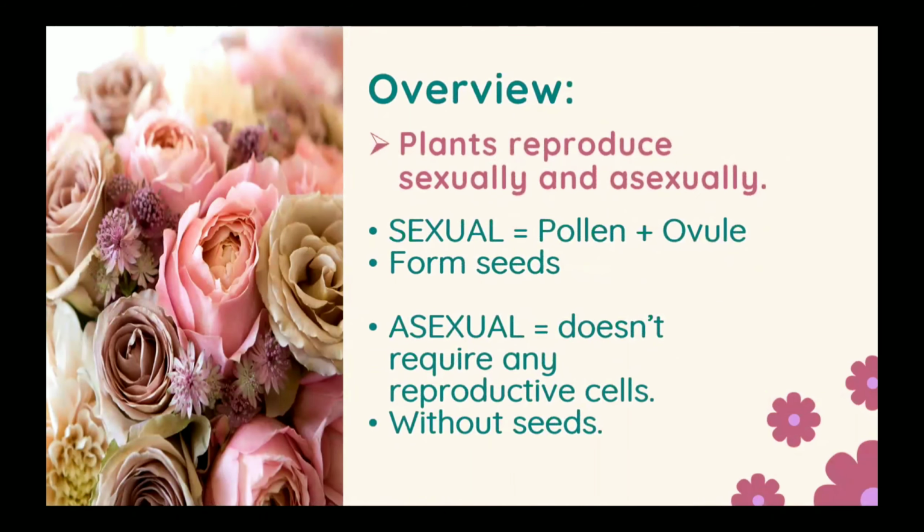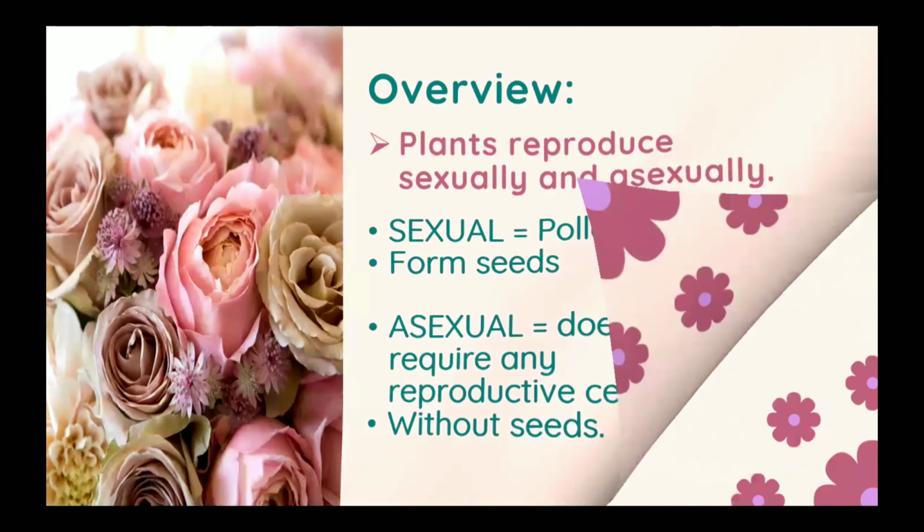Reproduction enables different life forms on Earth to continue existing. Like humans and animals, plants also reproduce to form new plants. Plants may reproduce either sexually or asexually. In sexual reproduction, pollen that came from the male reproductive organ plus ovule that came from the female reproductive organ form seeds. And asexual reproduction doesn't require any reproductive cells and is without seeds.